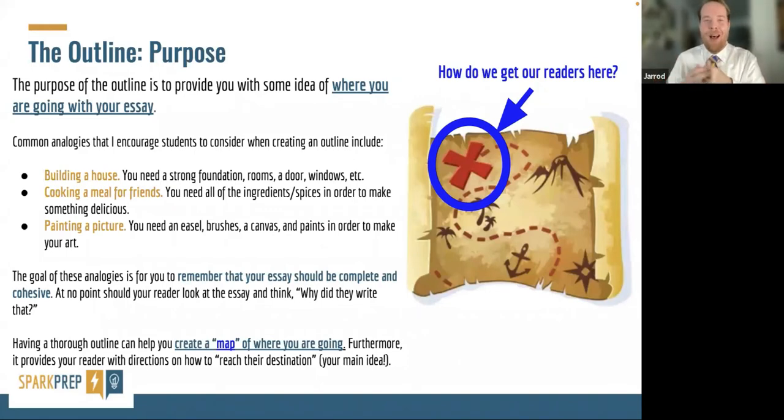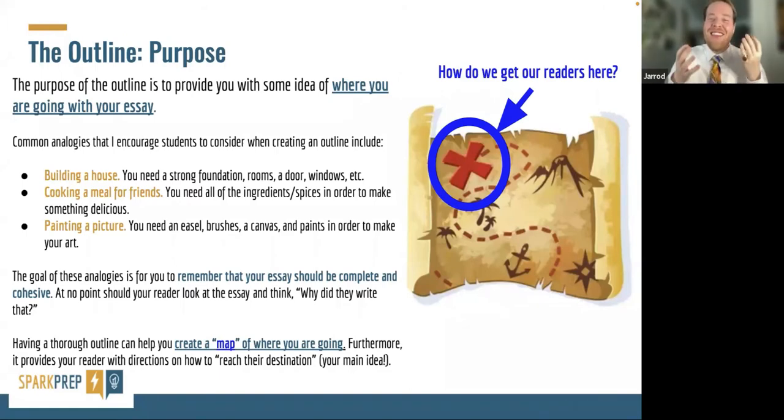You can see my visual on this slide is a map. So some common analogies that I encourage students to consider when creating an outline include building a house, cooking a meal for friends, or painting a picture. You need a strong foundation, rooms, doors, and windows to have a house that you can live in, or an essay that's successful. Cooking a meal for friends, you need all your ingredients and the spices to make a chef's kiss. You need all that stuff. And finally, painting a picture, you need your supplies and your passion and your artistic prowess to create a painting that can go in the Museum of Modern Art.